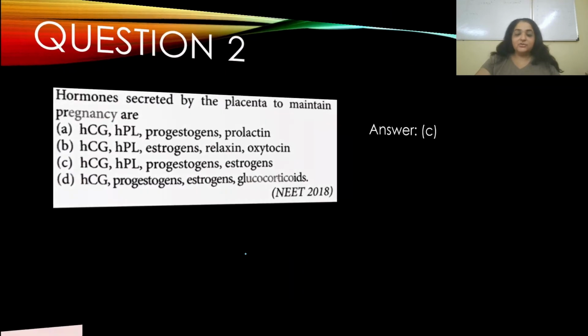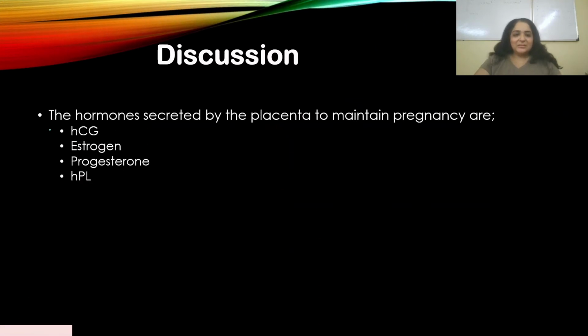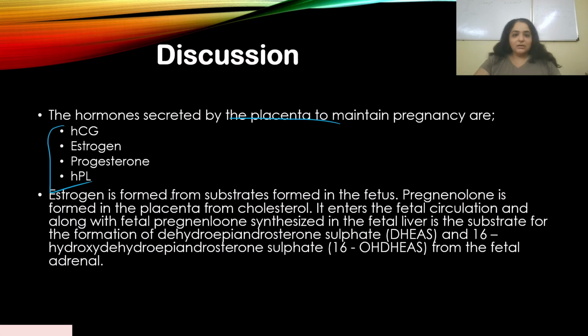Okay, let's go back and look at the discussion. So the hormones secreted by the placenta to maintain pregnancy are these. Now let's look at the function. Estrogen is formed from substrates formed in the fetus. This is an interesting concept to understand, because the precursors of estrogens are coming from the fetus, not from the mother. Pregnenolone, very big words, is formed in the placenta from cholesterol. It enters the fetal circulation, and along with fetal pregnenolone synthesized in the fetal liver is the substrate for the formation of DHEAS, that's dehydroepiandrosterone sulfate.